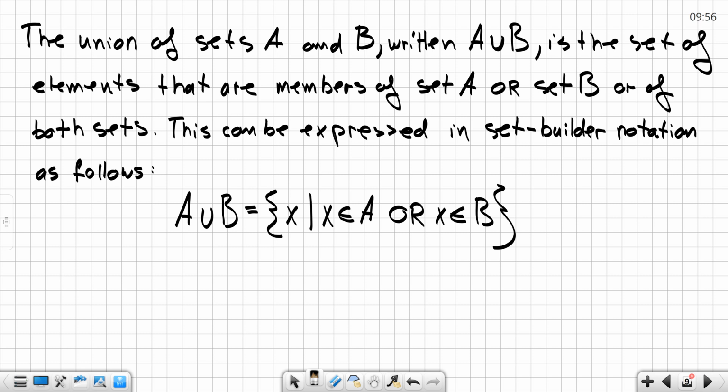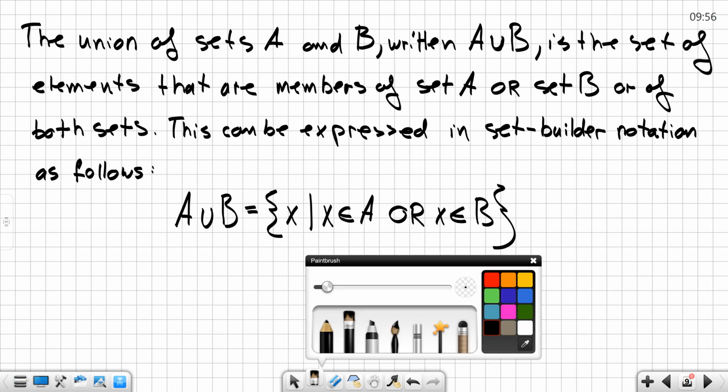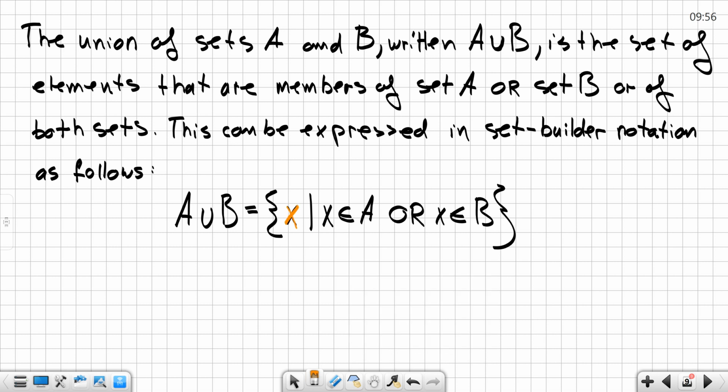This can be expressed in set builder notation as follows. A union B is equal to all of the x's such that x is an element of set A or x is an element of set B. So it's either in one of them or it's in both of them.